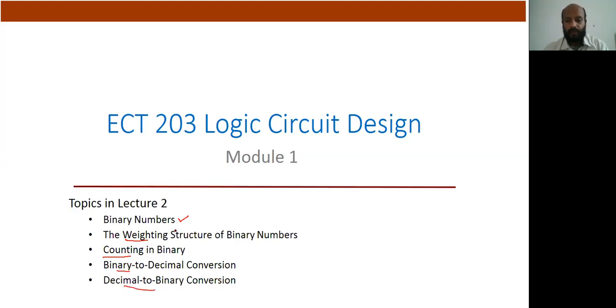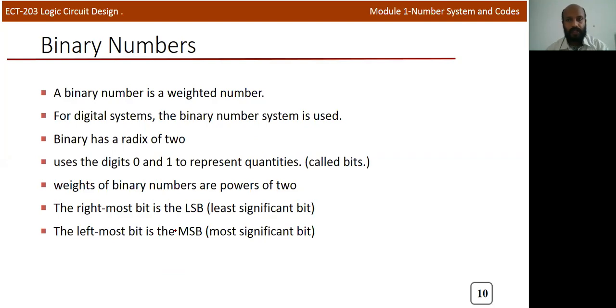So first, we will discuss what we mean by a binary number and what the different features of this binary number are. The term binary actually indicates two. Binary is again a position weighted number system. In the first lecture we already discussed two types of number system: symbol based and position weighted. The binary number system is also a position weighted number system.